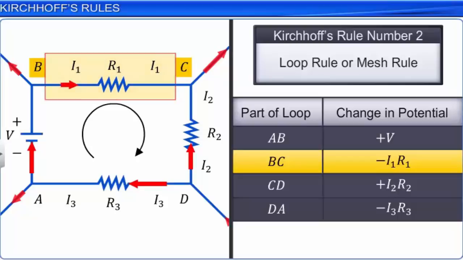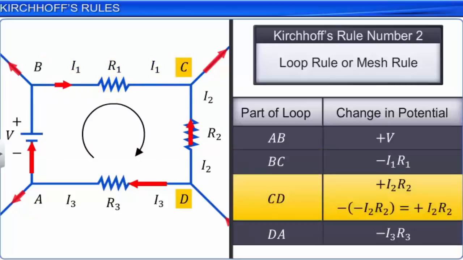CD. Current I2 passes through R2. The direction of I2 is opposite to the direction of walk-through. Current always flows from a higher potential to a lower potential. Therefore, the change in potential is minus of minus I2 into R2, which is equal to plus I2 into R2. Another way of expressing this concept is as follows. Here, charges are flowing from D to C. Therefore, point D is at a higher potential compared to point C. As we are calculating the potential change between points D and C, which is the potential at D minus potential at C, it is positive.